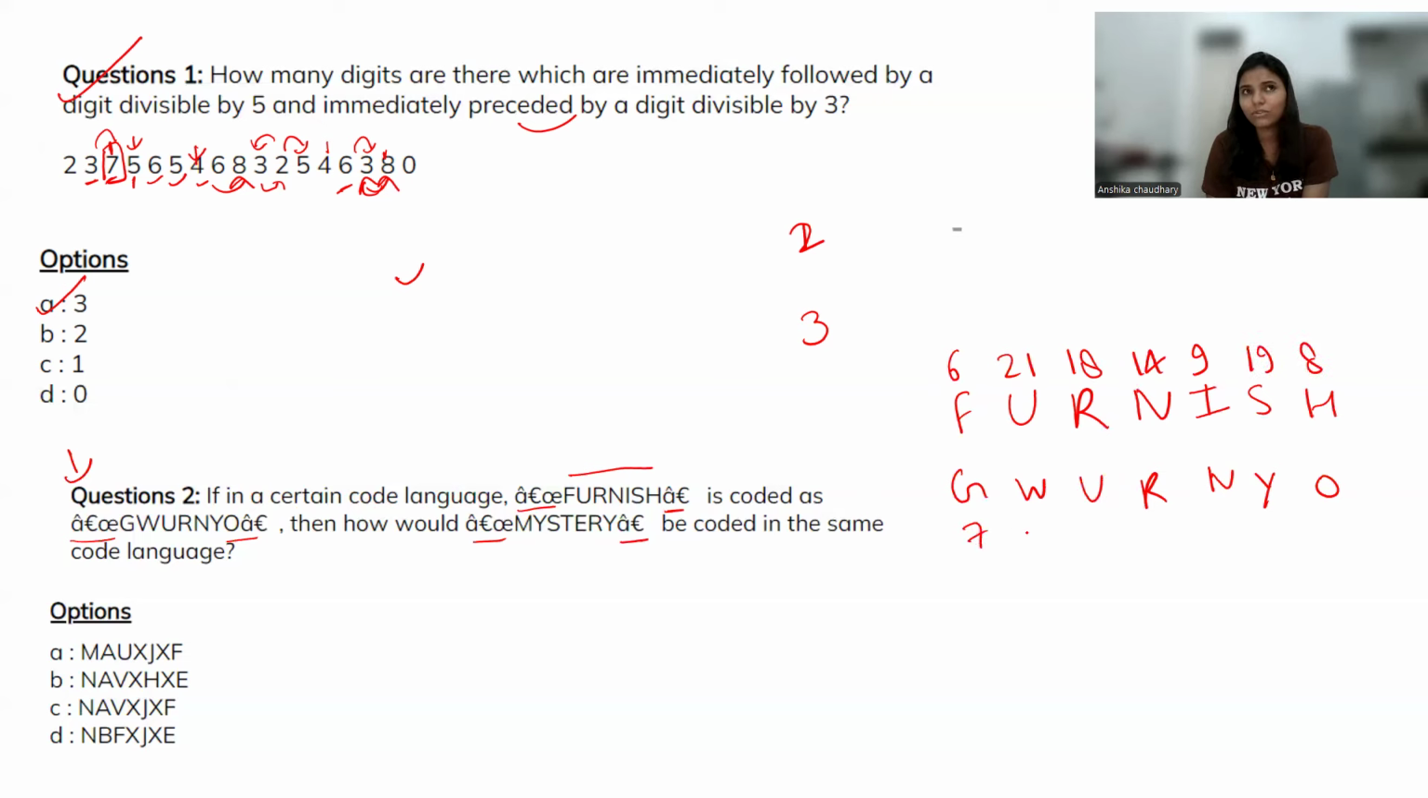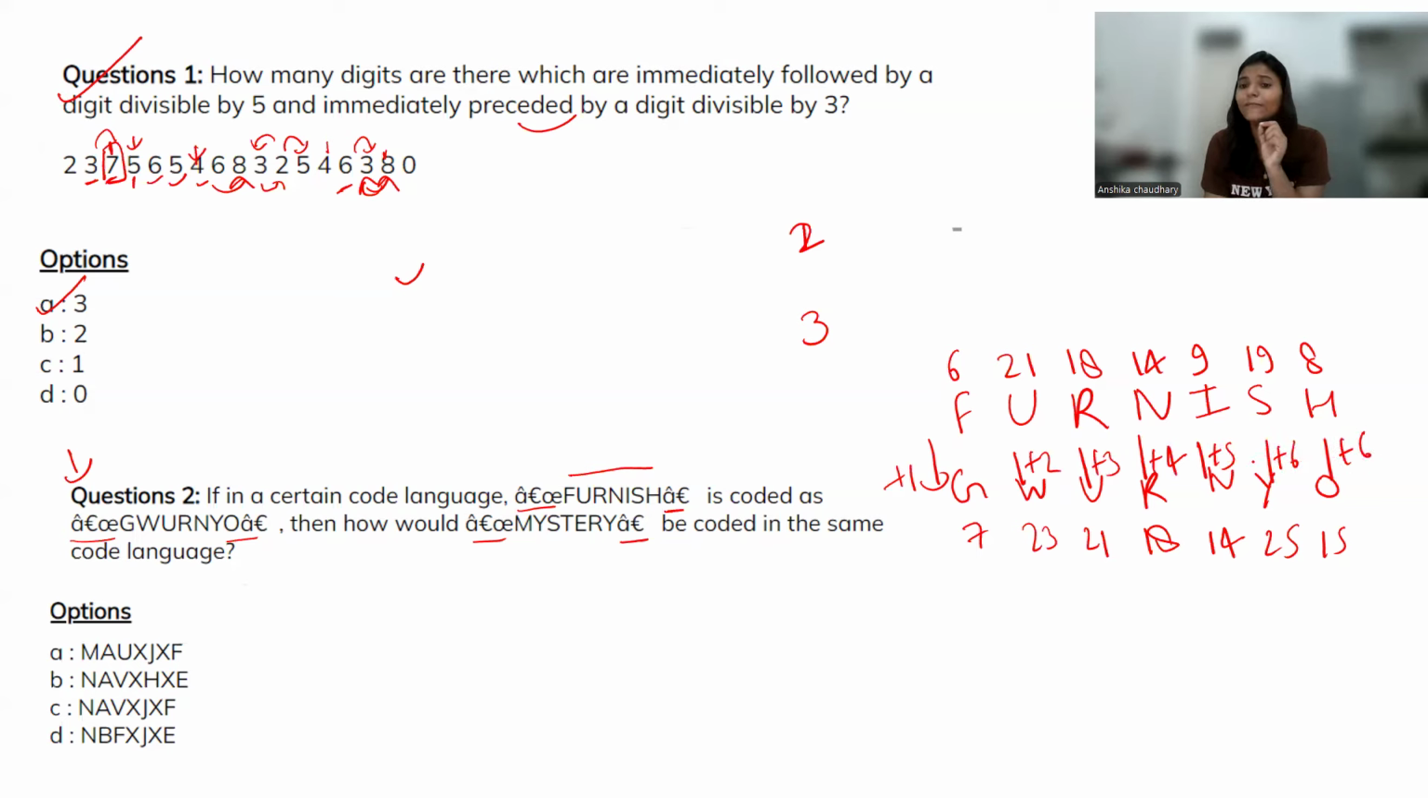Z is on 7, W is on 23, U is on 21, R is on 18, N is on 14, Y is on 25, and O is on 15, right? So let's make the pattern. It is incremented by 1, then by 2, then by 3, then by 4, then by 5, then by 6, and then by 7, right? The same pattern will follow here in MYSTERY.